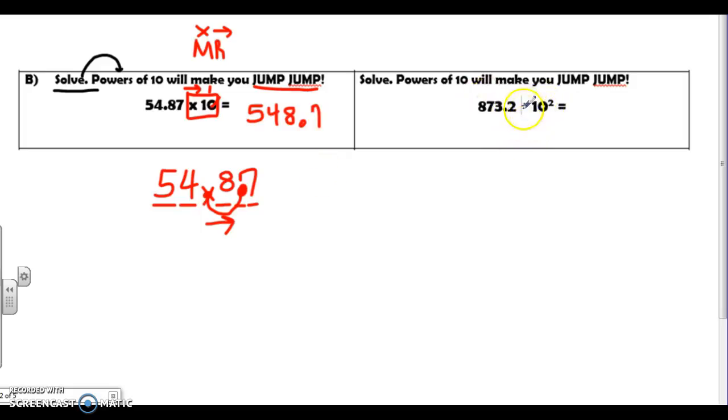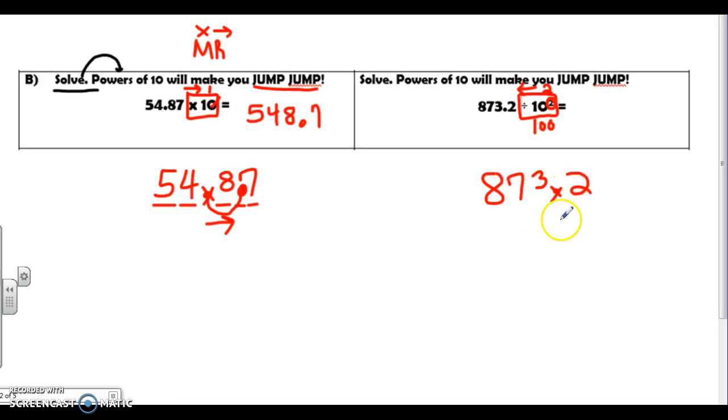Let's go ahead and do this one. For this one, if we are multiplying or dividing by a power of 10, we know this is division. So multiplication goes to the right, so division must go to the left, the opposite. And here 10 to the second power means 100. So we know that there are 2 zeros in our power of 10. So we're going to jump to the left 2 spaces. So we have 873.2. When we jump that decimal, it won't be here anymore.